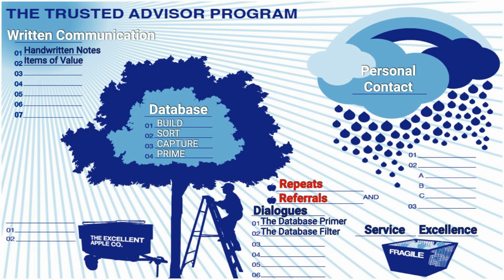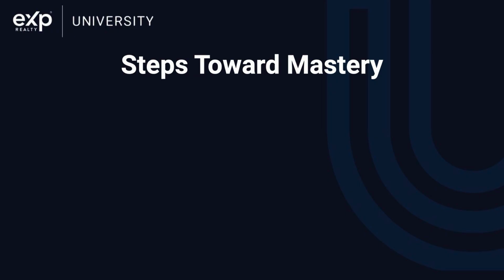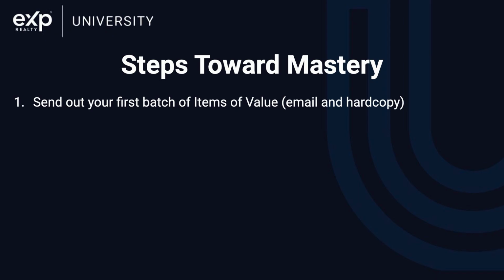So let's update our apple tree before we close. You'll see on the left-hand side under written communication, we've added tool number 3, which is the TAP intro letter, and tool number 4, which is the Guilt pledge letter. And your apple tree is now up to date for where we are. Steps toward mastery, well, there's just one step over the next 2 weeks, and that is to send out your first batch of items of value, both email and hard copy.